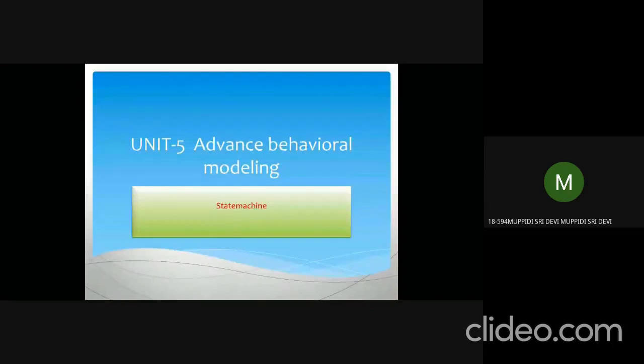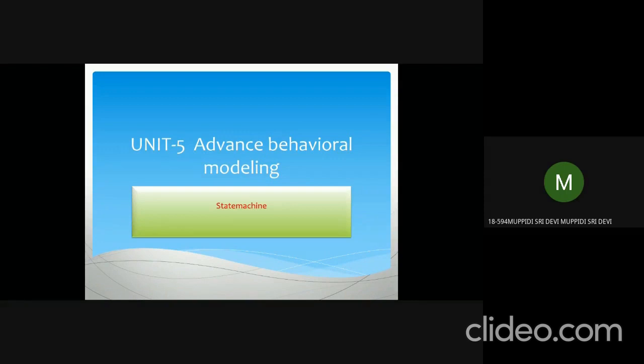Until now we have discussed advanced behavioral topics like events and signals, processes and threads, time and space. So these three topics are completed in advanced behavioral modeling. As I told you, in this advanced behavioral modeling, we will discuss some actions, some advanced behavior. Okay, so today's topic is state machine.